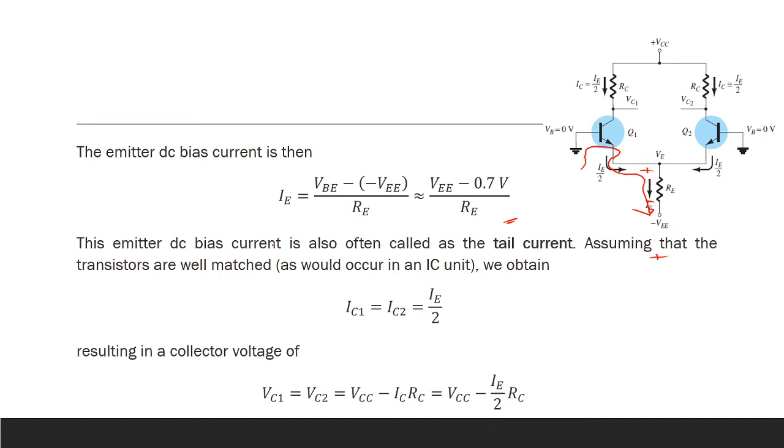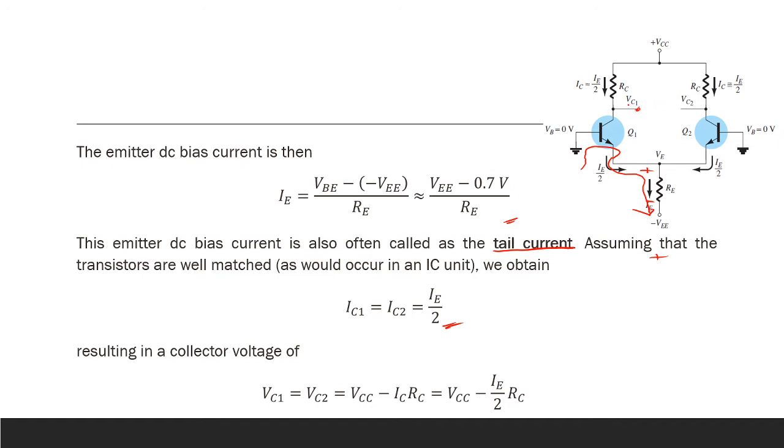Next, the emitter DC bias current is also called the tail current. So, itong IE na to, the current flowing at this RE, tinatawag din natin siya as tail current. So, assuming that the transistors are well matched, ito na nga yung sinabi ko kanina, that our ICs are the same. So, since same yung IC natin, we can just divide IE into 2 kasi same nga din sila ng value. So, therefore, yung collector voltage natin, that is the voltage at this point, we can get this by looping.